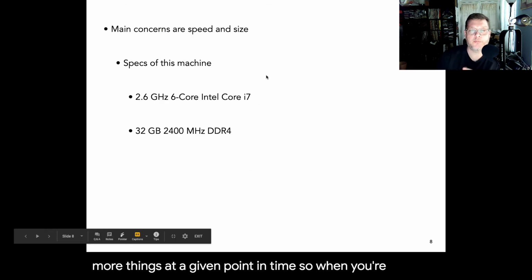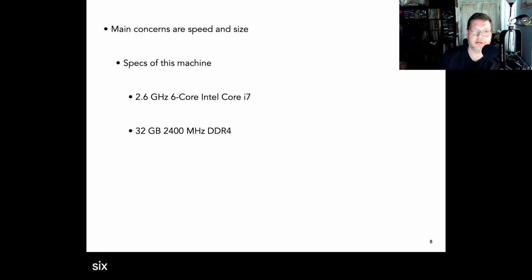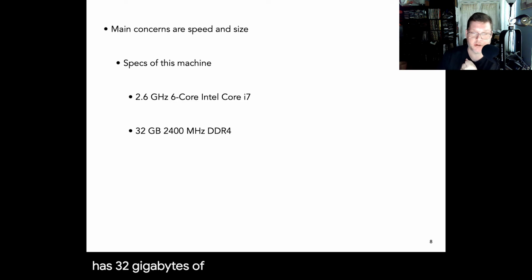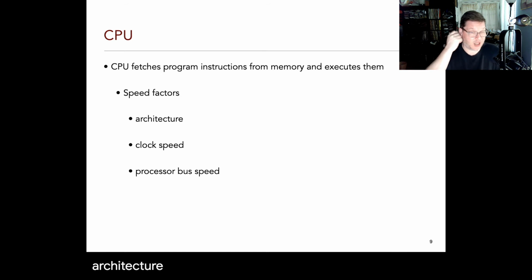So when you're purchasing a computer or setting up a machine, the things you want to think about are speed and size. This particular machine that I'm making this on has a 2.6 gigahertz 6-core Intel Core i7 processor. That's the CPU. And it has 32 gigabytes of 2400 megahertz DDR4 RAM. That's the amount and type of RAM that it has. So the CPU fetches the program instructions, runs the programs. Things that affect how fast a CPU is are the architecture, the clock speed, and the processor bus speed.